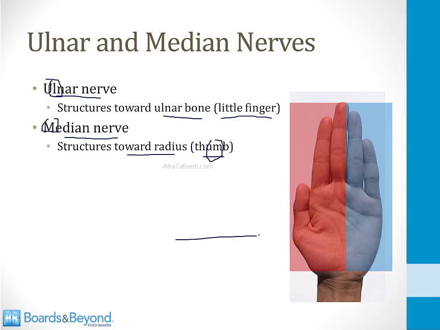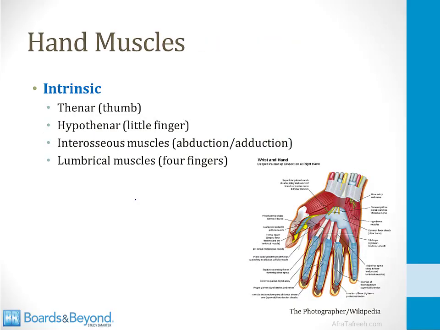And if you can just remember this general principle shown in this picture here of the median nerve innervating structures towards the thumb and the ulnar nerve innervating structures towards the little finger, you can answer lots of board questions about nerve lesions in the hand. The muscles that perform hand movement can be divided into those in the forearm, which are called extrinsic hand muscles, and those in the hand itself, which are called intrinsic hand muscles.